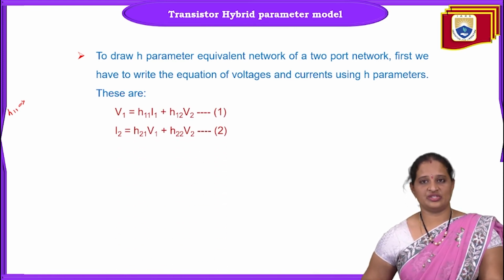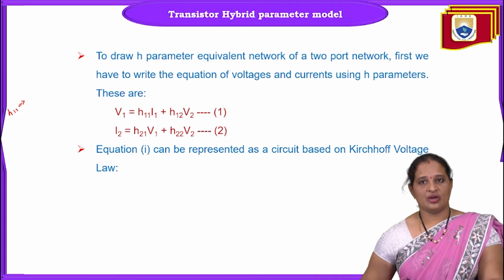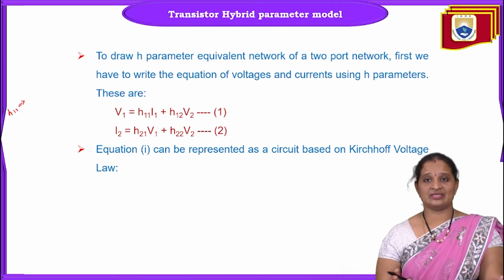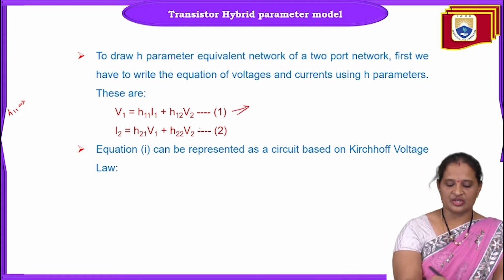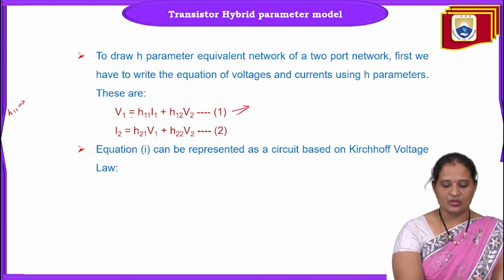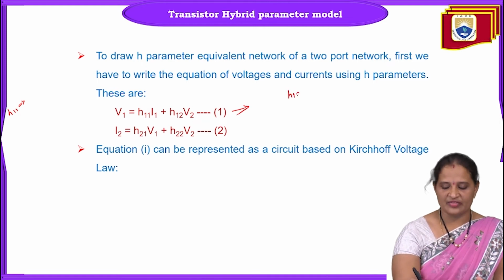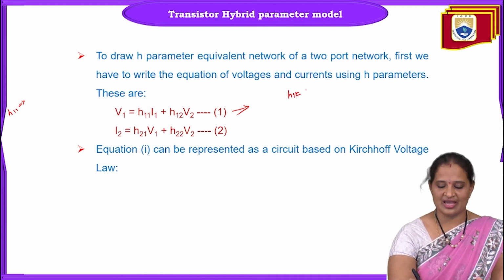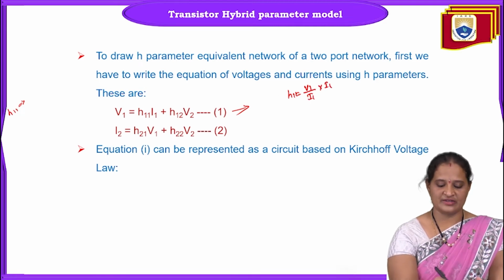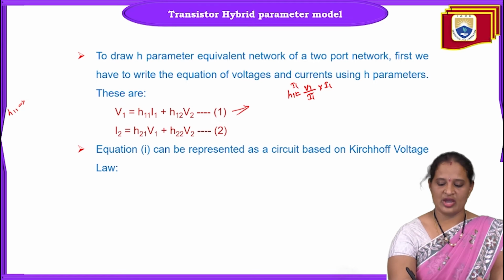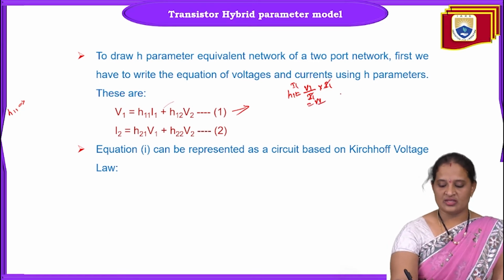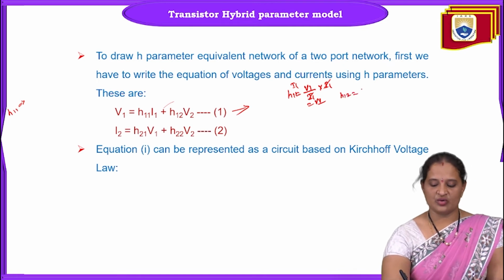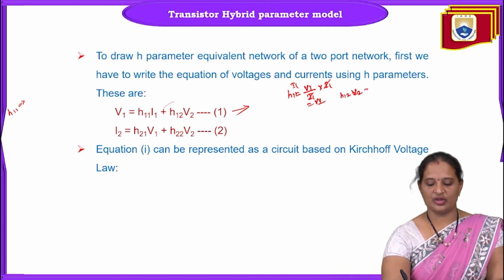So these are the equations here, and we can also represent them in the form of an equivalent circuit. If you observe this circuit, the first equation: H11 is nothing but input impedance, which is defined as the ratio of V1 divided by I1, into I1 we have. First term, H11 into I1. So I1 gets cancelled. It is equivalent to V1. What about this one? This is H12 into V2.